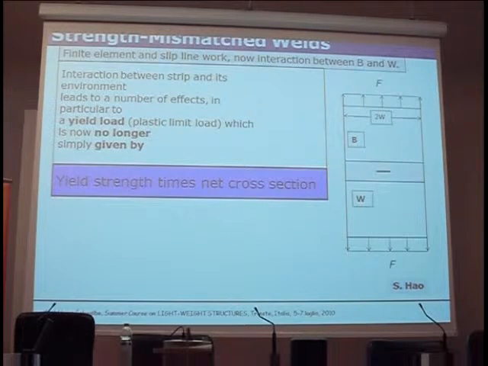Okay, now comes a more complicated case. When we account for mechanical interaction between these two components, we have a different yield load, which has to be determined independently, and which is no longer given by the yield strength times the net cross section, as we have seen on Monday morning. You know, we said the simplest case is yield strength times the cross section gives us the yield force. Now the things are a bit more complicated, as we will see.